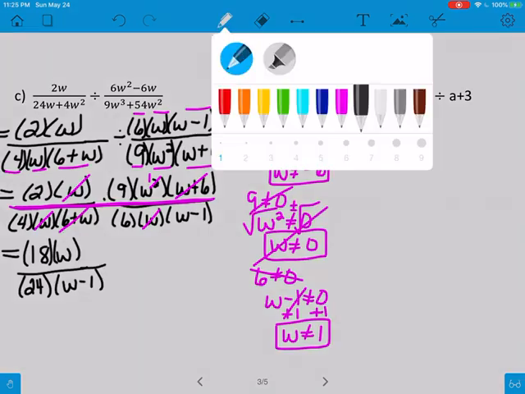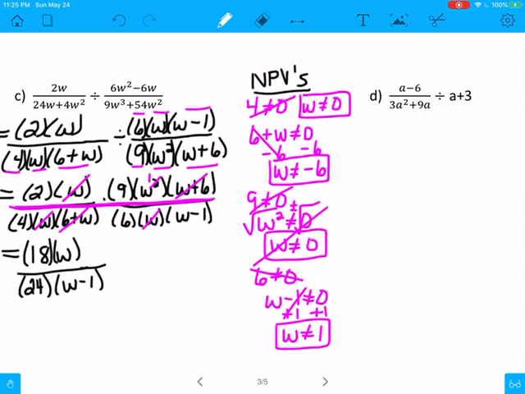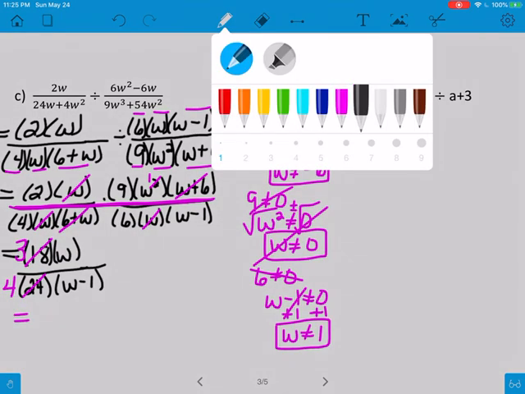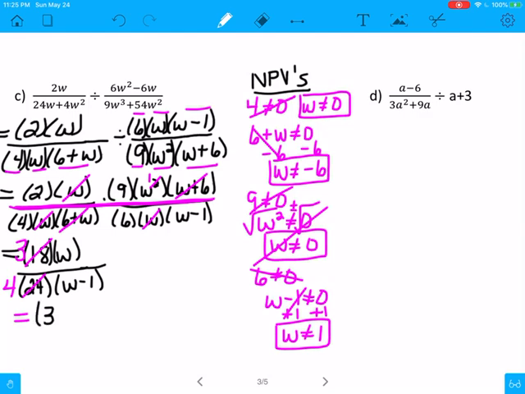But 18 and 24, I can take a 6 out of both. 18 divided by 6 is 3. 24 divided by 6 is 4. So I'm actually going to end up with 3w over 4 times w minus 1. With my NPVs, w cannot equal 0, negative 6, and 1.